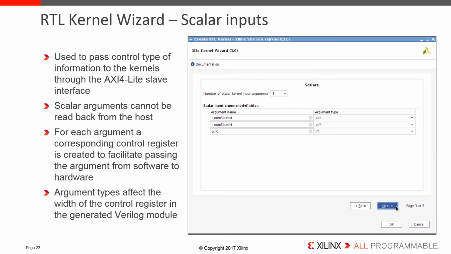The argument name is used in the generated Verilog control register module. Each argument is assigned an ID value. This ID is used to access the argument from the host software. Also, specify the data type for each of the arguments that is supported by OpenCL. The data type will affect the width of the control register in the generated Verilog module.